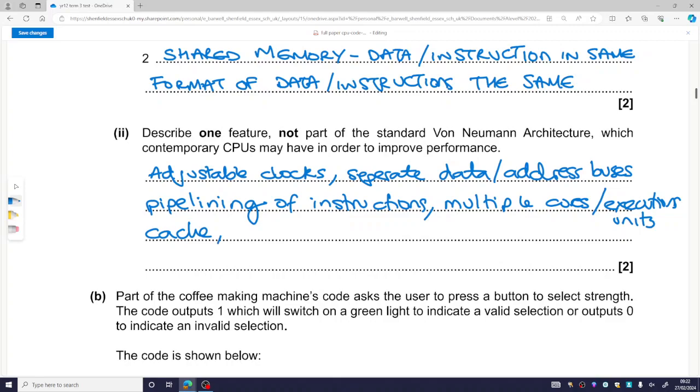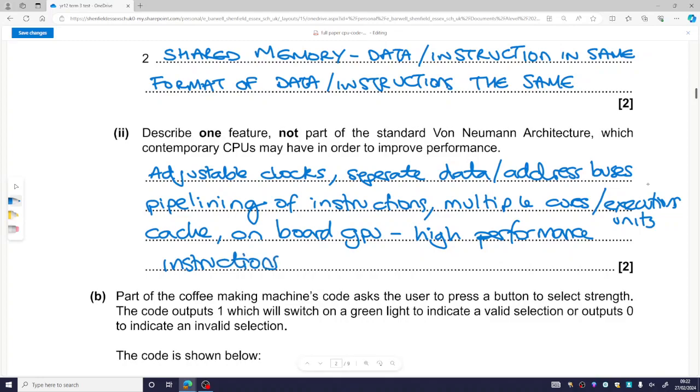One thing that's on the mark scheme, they've got onboard GPU. Why would an onboard GPU maybe help you execute stuff quicker? No idea? So that's those high performance instructions. So things like the floating point operations to do with maths.